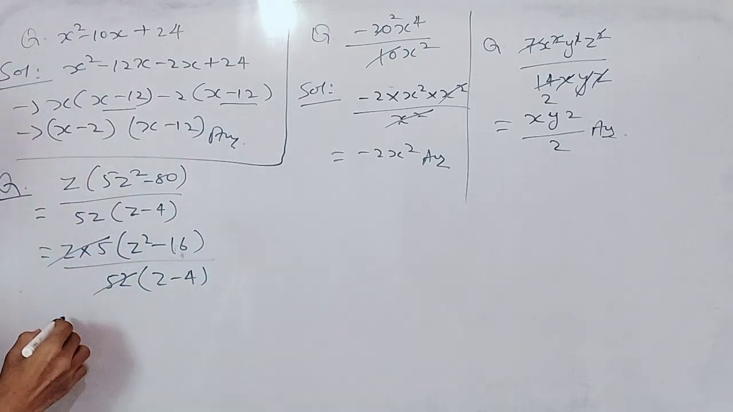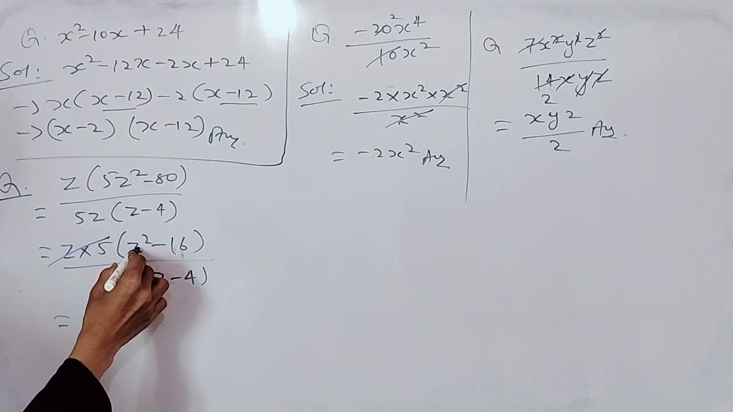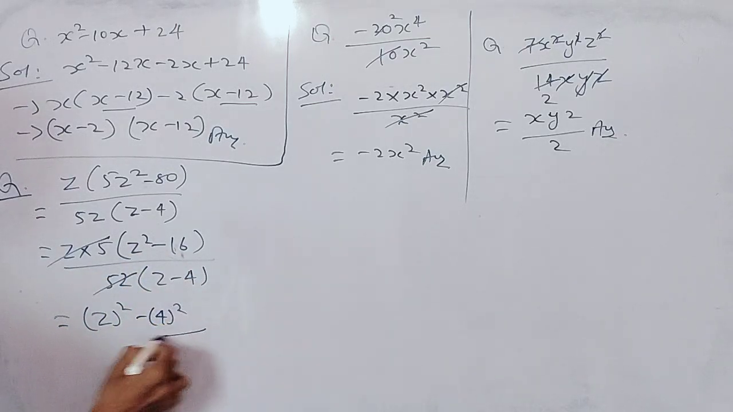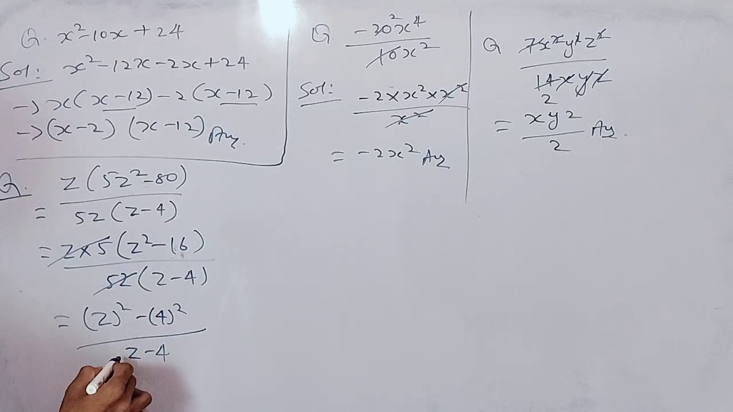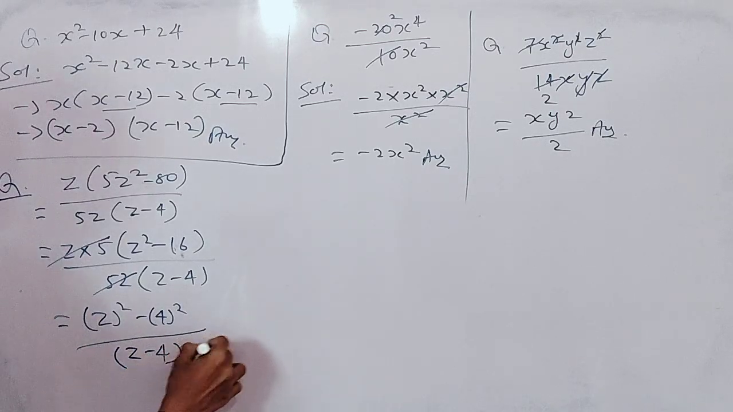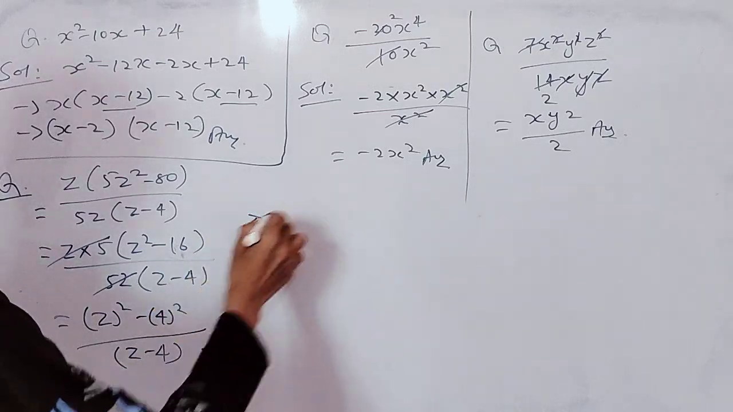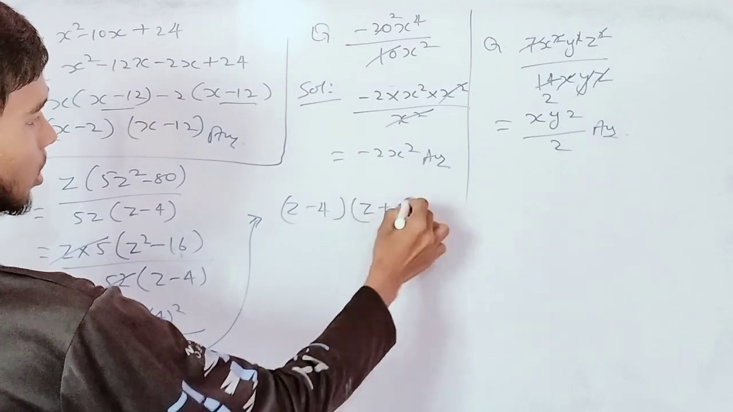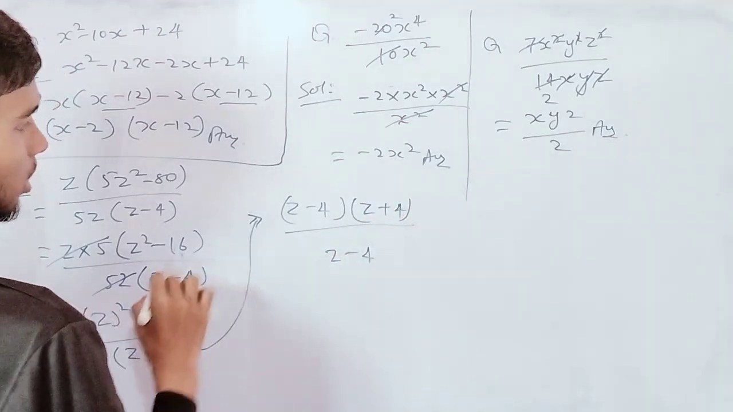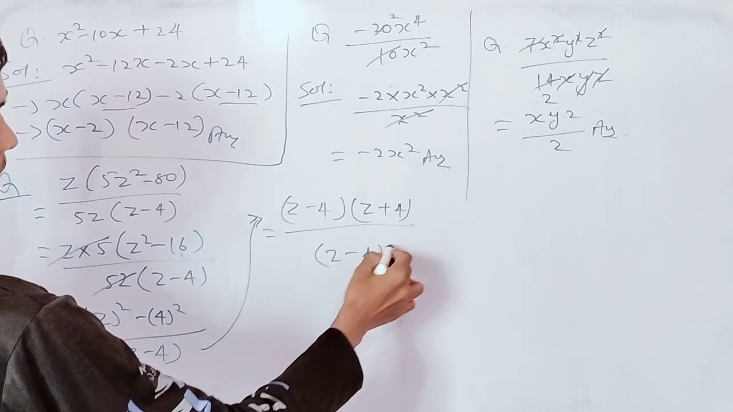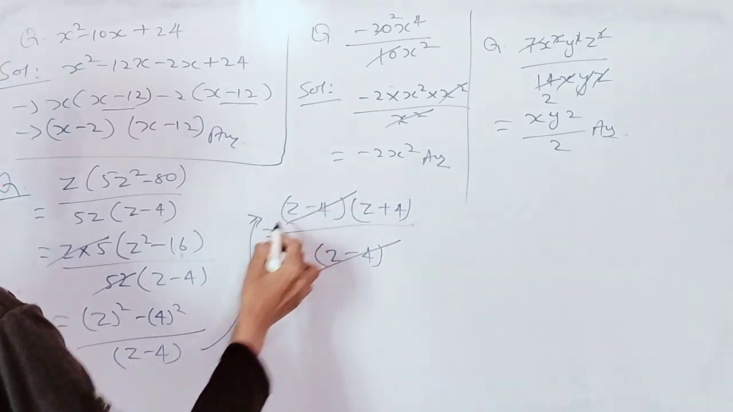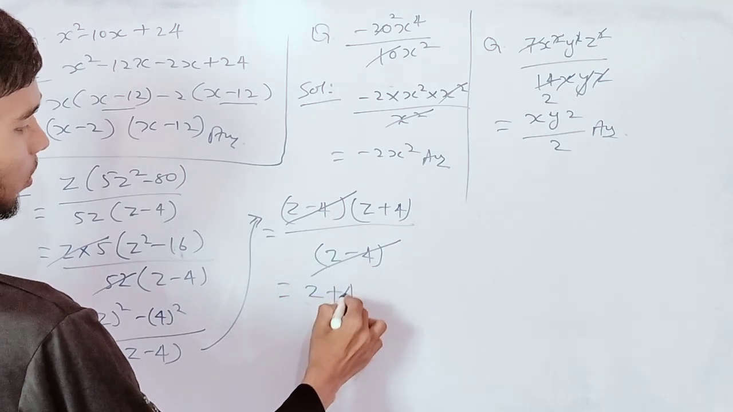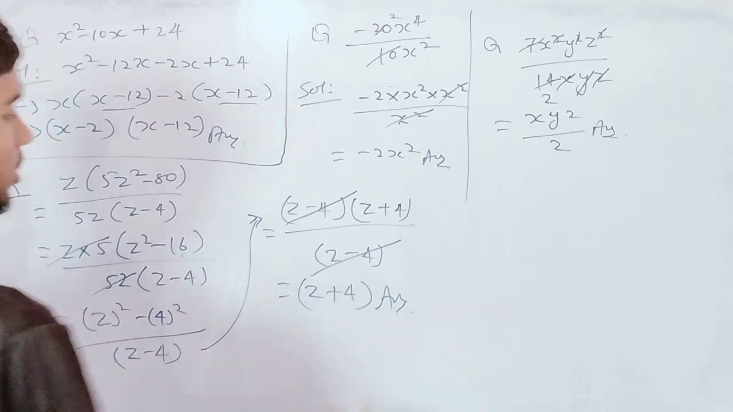This will cut by this. We have how much? It is a perfect square of z and a perfect square of 4, upon z minus 4. Now I am simplifying it here. It can be written as z minus 4 into z plus 4 upon z minus 4. Isn't it? Now this will cut this. We have left z plus 4.